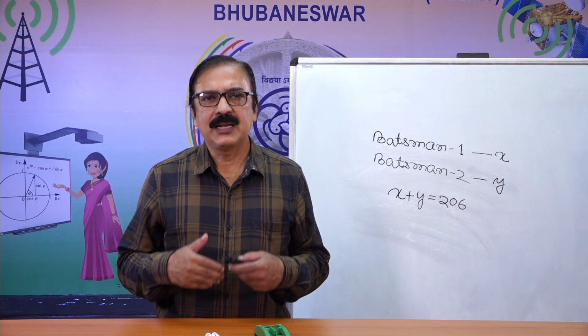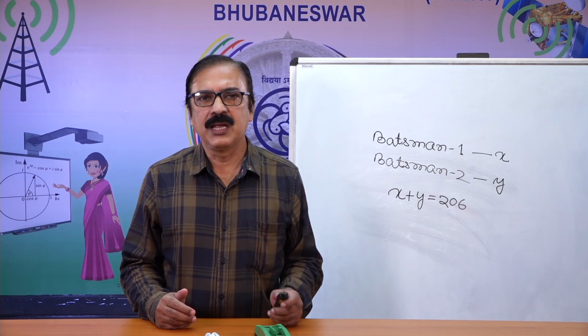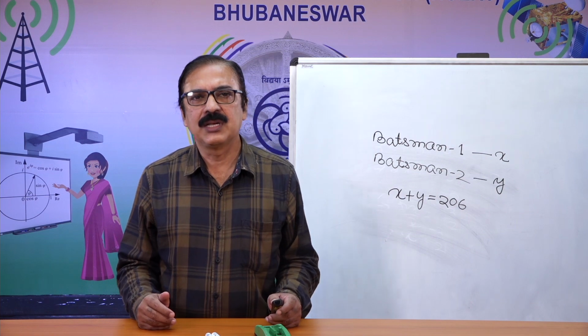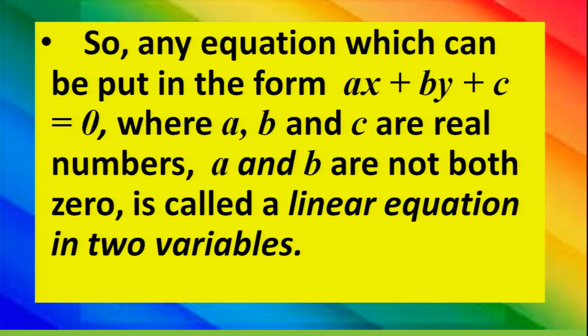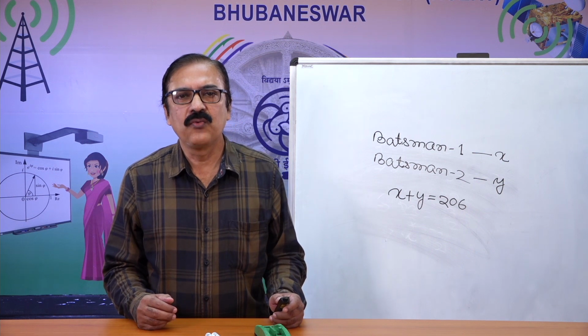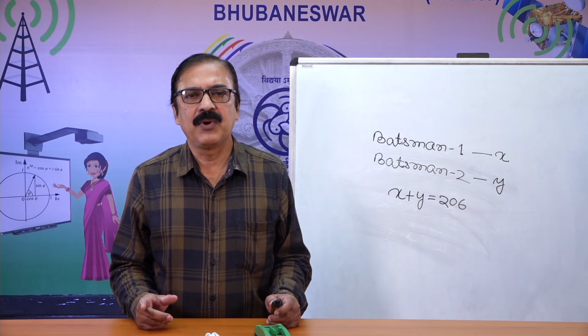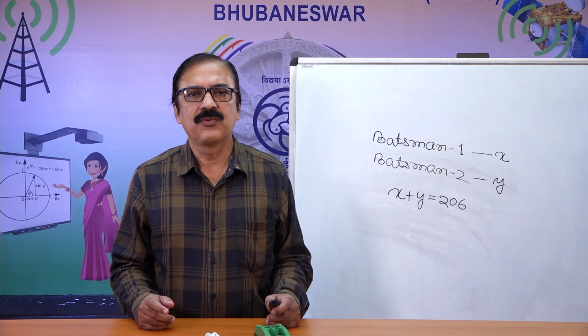Now let's generalize what a linear equation in two variables is. Any equation which can be put in the form ax plus by plus c is equal to 0, where a, b, c are real numbers, and a and b are not both zero, is called a linear equation in two variables. One may be 0, but not both. So here we have two variables and the general form is ax plus by plus c equal to 0.